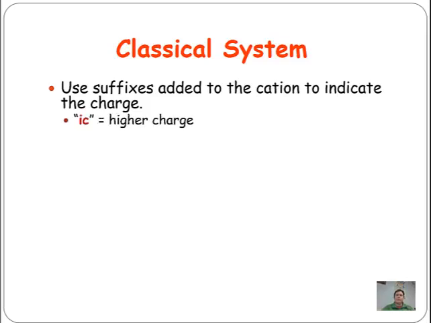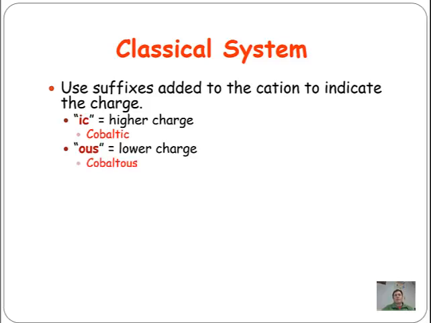Okay, let's take copper, for example. Copper has a plus 1 and a plus 2 charge. If it's the higher plus 2 charge, we're going to add IC to the end of the name. Or if it's the lower charge, we're going to add OUS. So if we use cobalt, its higher charge is going to be cobaltic, but it's plus 3. If it's a plus 2 for cobalt, we're going to change it to cobaltous.